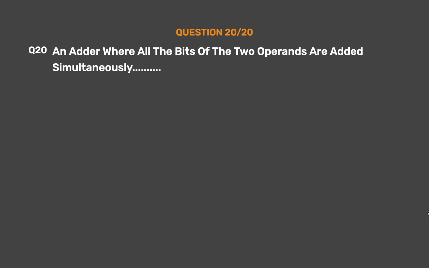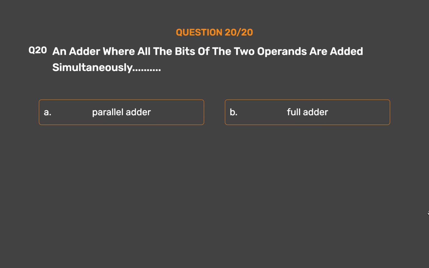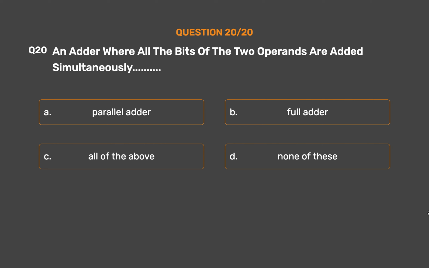Question number 20. An adder where all the bits of the two operands are added simultaneously. Option A, parallel adder. Option B, full adder. Option C, all of the above. Option D, none of these.